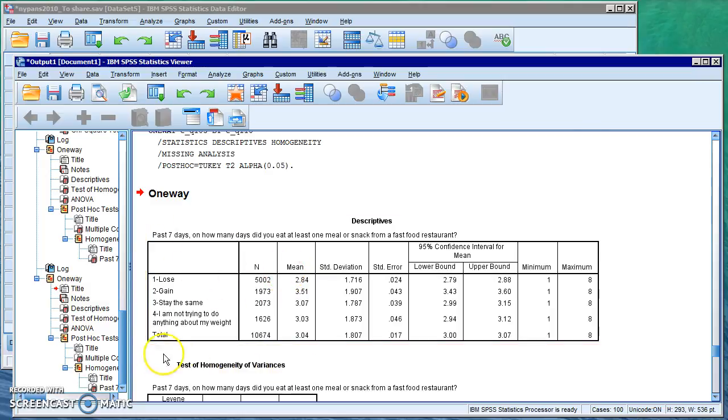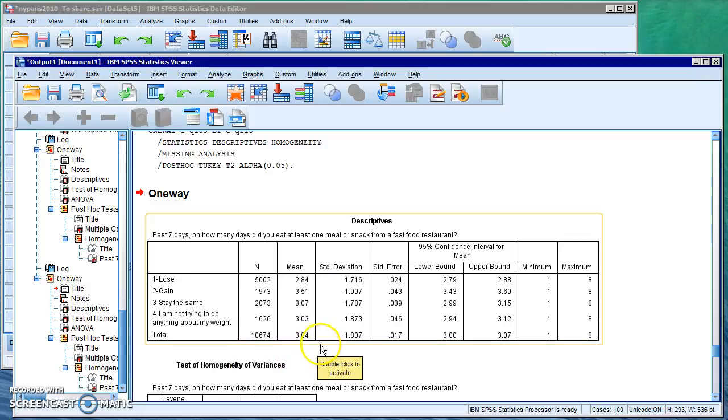And this is a nominal variable, and this is a ratio variable. The reason this is a ratio variable and not an interval variable is because the number of days you ate fast food can actually be 1 or 0, so you have a real 0. And then lose, gain, stay the same, and I'm not trying is nominal because it cannot be put into any sort of order.